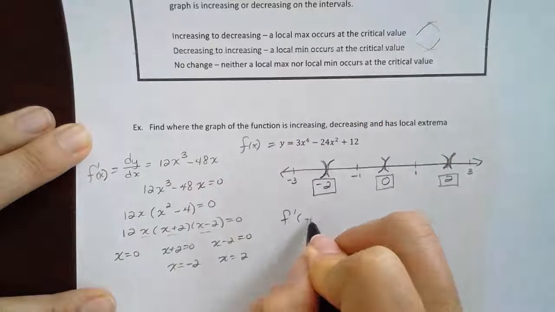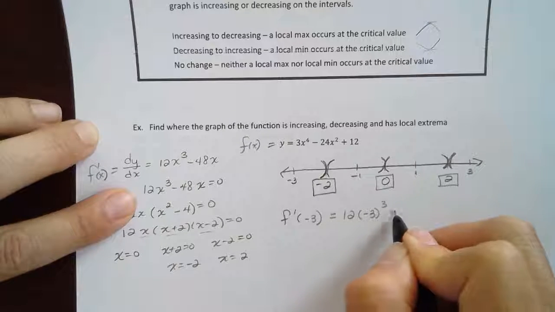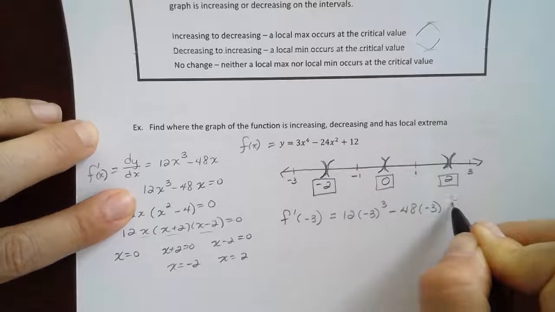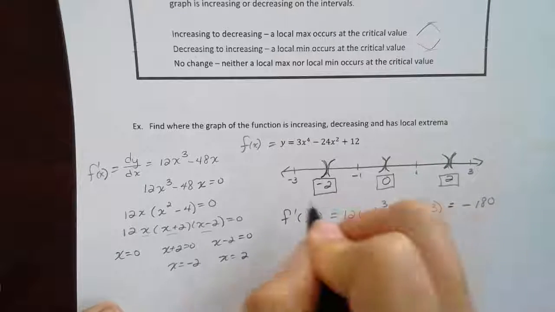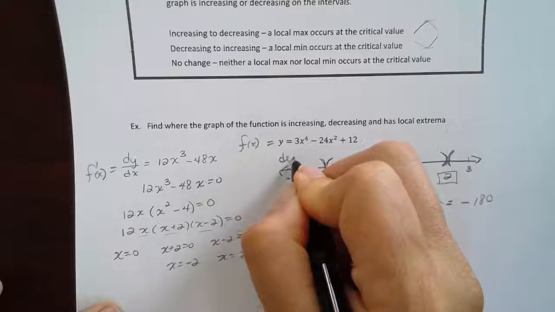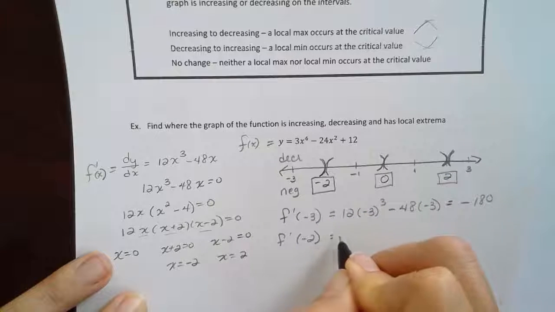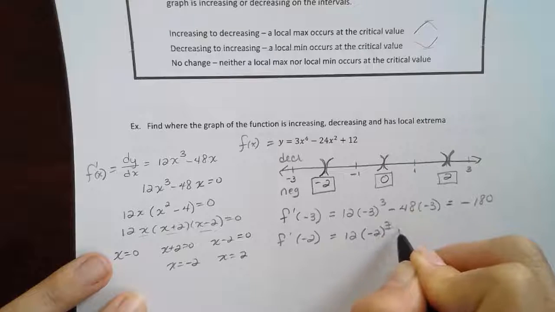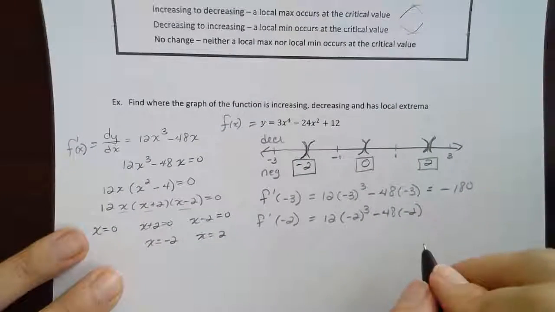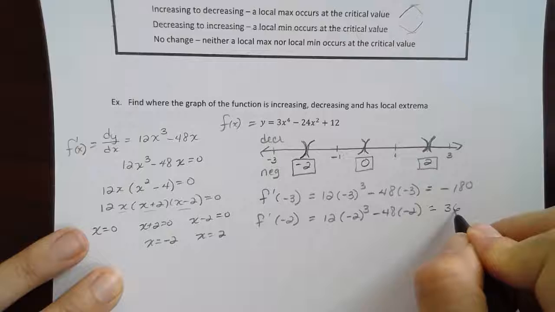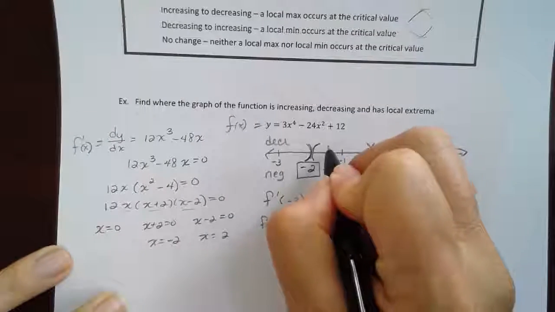Okay, f prime of negative 3 will be equal to 12 times negative 3 cubed minus 48 times negative 3. And if you pop this into your calculator, it's going to be negative 180, which means I'm negative here, which means I'm decreasing from negative infinity to negative 2. If we do f prime of negative 1, that will be 12 times negative 1 cubed minus 48 times negative 1, which will be equal to positive 36. So between negative 2 and 0, I'm increasing, I'm positive. So I'm increasing on this interval.